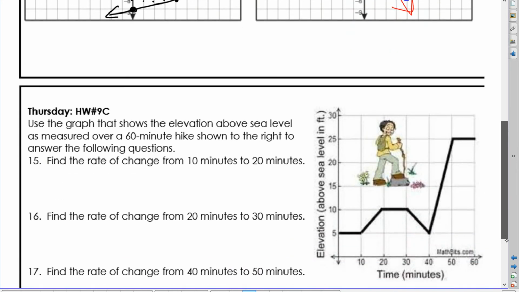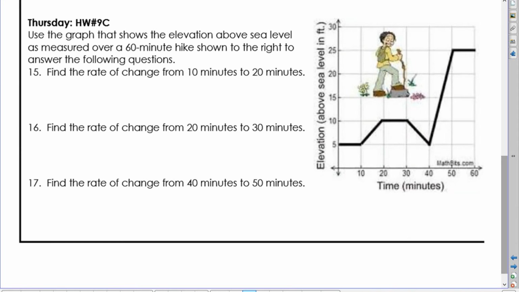All right, the last question asks you to calculate the rate of change. So it says to use the graph shown here to the right that shows the elevation above sea level as measured over a 60-minute hike. So it looks like we have pieces here that are linear, and we can calculate the rate of change. You can calculate the rate of change from points, like say you have this point here, which is the point 10, 5. 10 minutes, 5 feet above sea level. And you have another point here that we could call 20, 10, right?